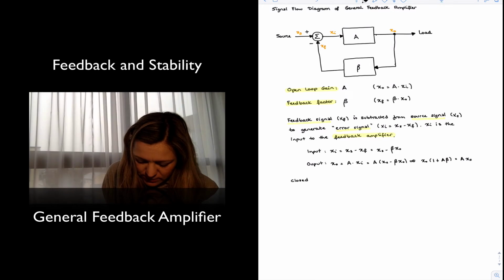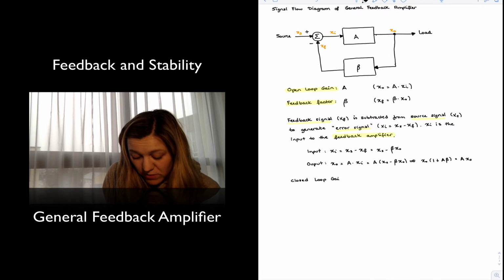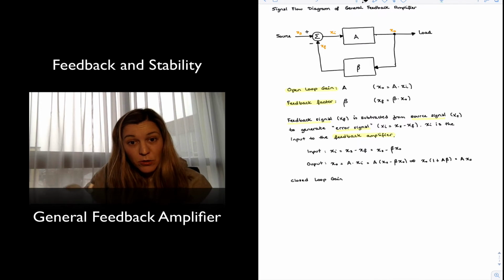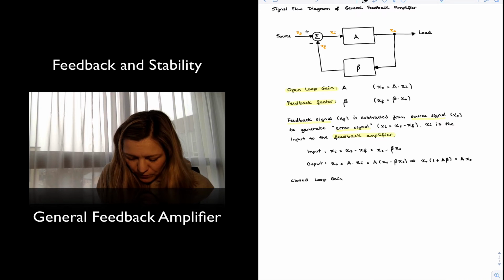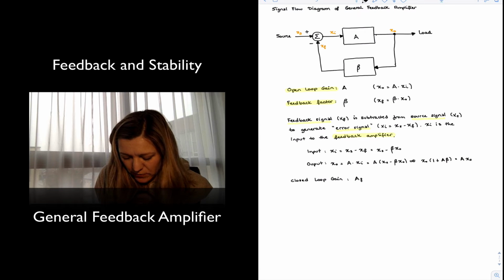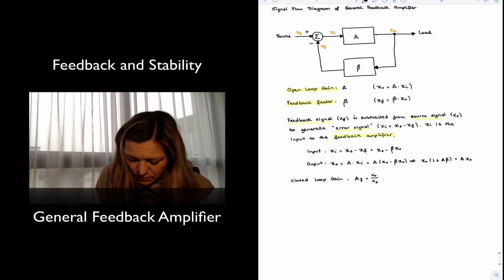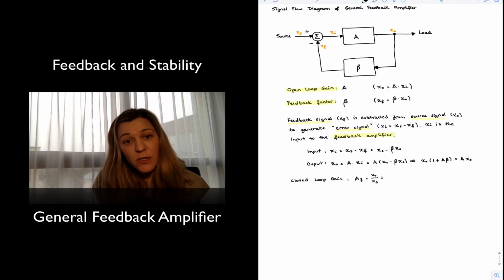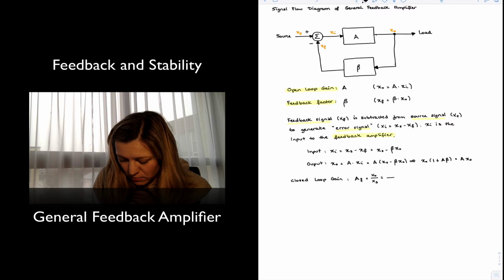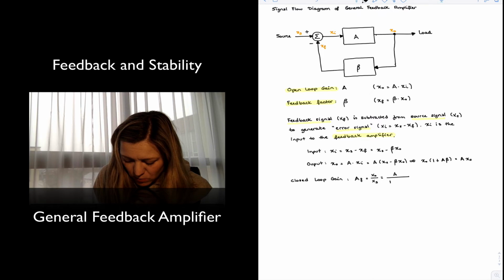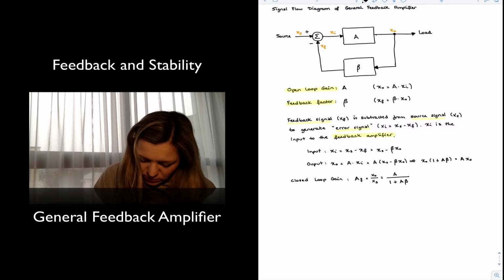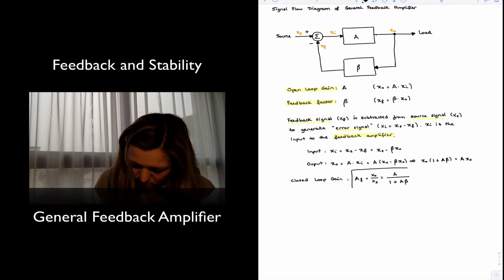And the closed loop gain is the gain of the amplifier when the feedback network is connected, when the loop is closed, the feedback loop. And so that's going to be, I'm going to represent as A sub F for feedback. And it's going to be equal to Xout over the original signal source. And I can see from this last equation I just wrote that that's going to be equal to A divided by 1 plus A times beta. And this is an important result. And so I'm going to highlight it.